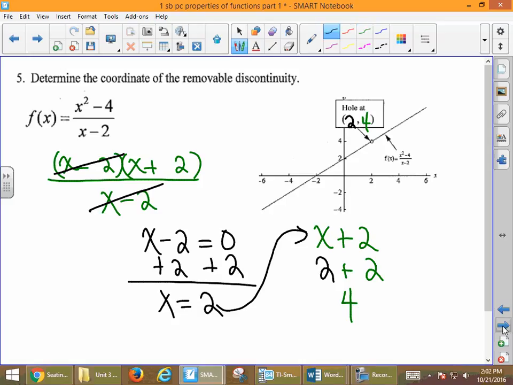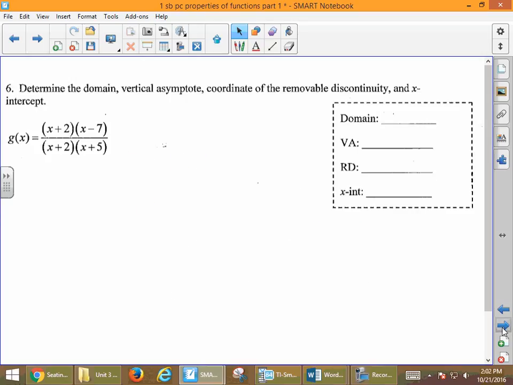So hopefully it made sense, but we've got a few more examples to give us a chance to understand a little bit better. So the first one, the nice part is that it's already factored for us. We didn't have to do any of the factoring. We're going to determine the domain, the vertical asymptote, the coordinate of the discontinuity, and the x-intercept.